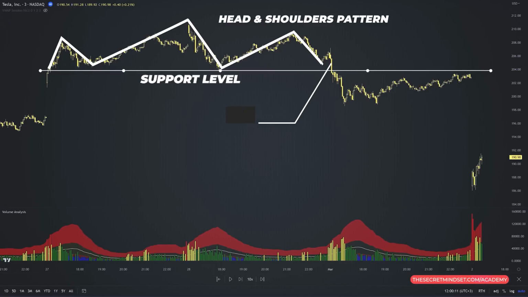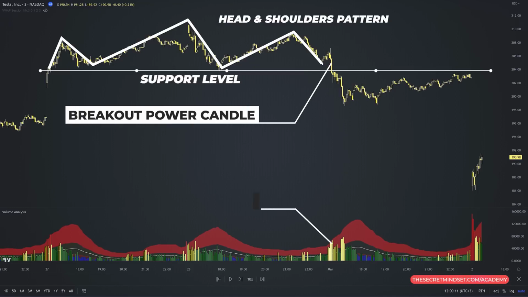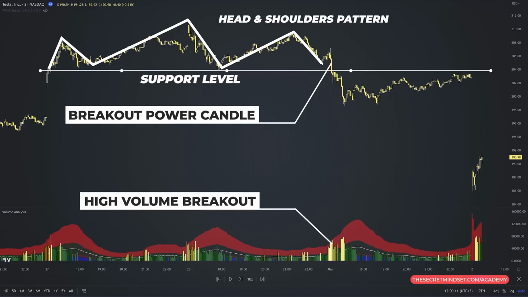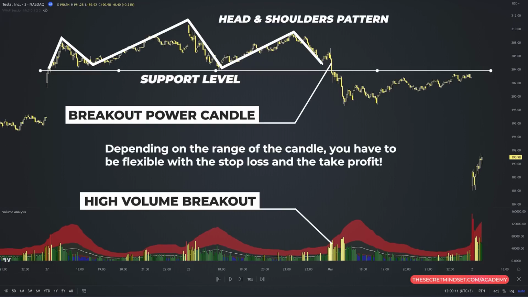The entry signal was a very high spread candlestick with a large body and high volume. Observe also that volume increased during the recent price action. This shows that the sellers were in control and that momentum was strong. With power candles, the trade management is tricky. Depending on the range of the candle, you have to be flexible with the stop loss and the take profit.